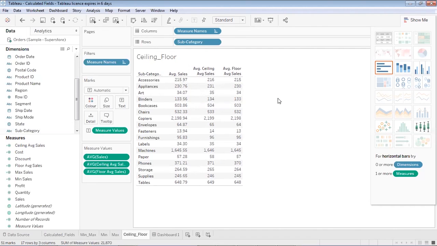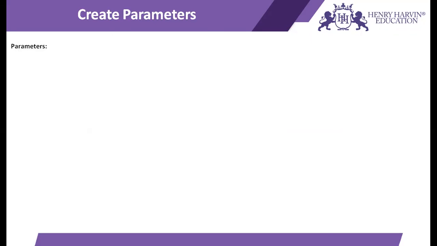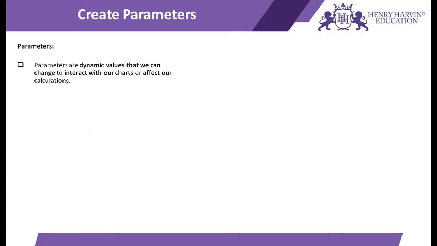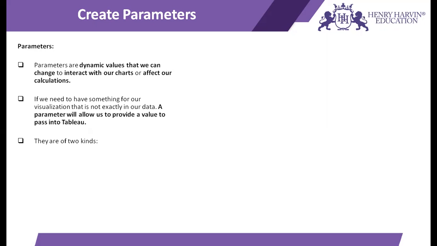So that was pretty much from my side for calculated fields. Next, we'll see how to create parameters. A parameter is basically a dynamic value which we can change, and using that we can interact with our charts and graphs. These two fields, calculated fields and parameters, are the most essential ones.